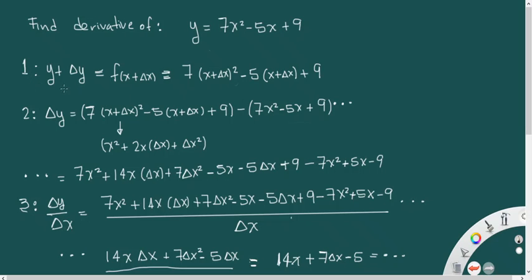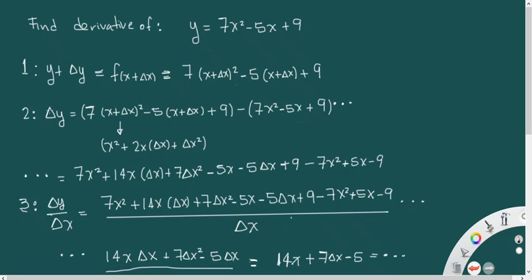The first one is to define the y plus delta y function, which is equal to f of x plus delta x. In this case, as you know, we are going to substitute the x by the x plus delta x. In this case, we are going to power up this to the square, and then minus 5 times x plus delta x plus 9. This will remain the same because this is an independent term.